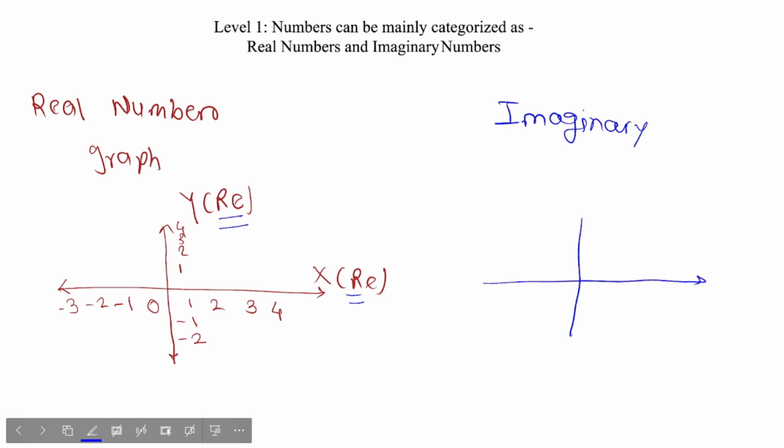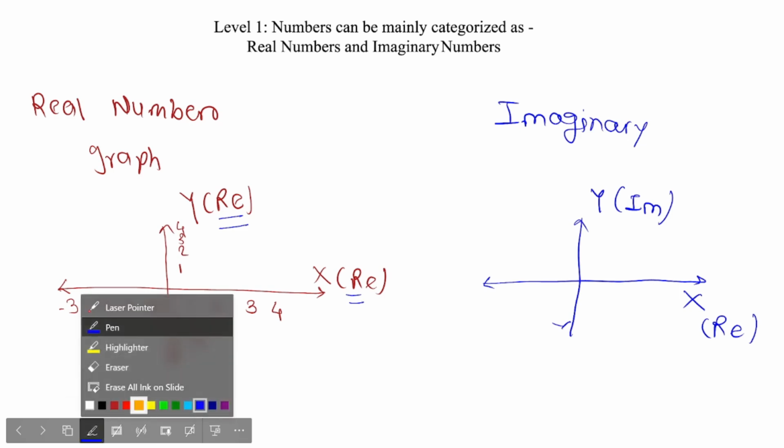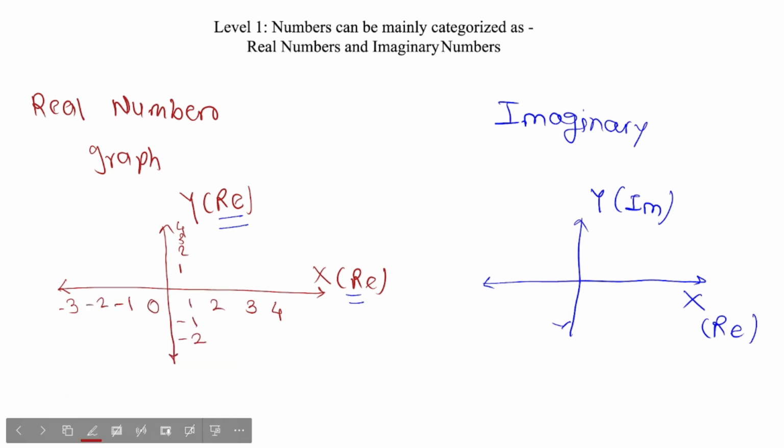But the difference is that in this case, the horizontal axis, which is the x-axis, represents the real number, but the vertical axis, which is the y-axis, represents the imaginary number. And here always keep in mind the imaginary number is represented by Im. And what is the imaginary number? The definition comes again here. The definition is a real number multiplied by the imaginary parameter, which is iota.